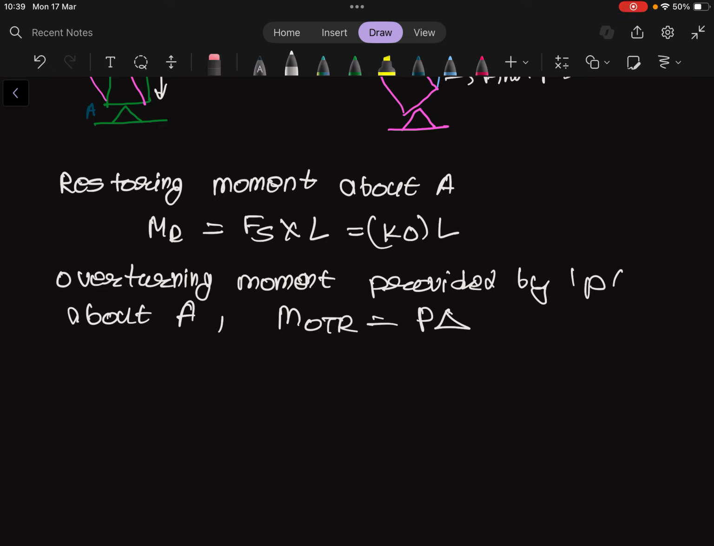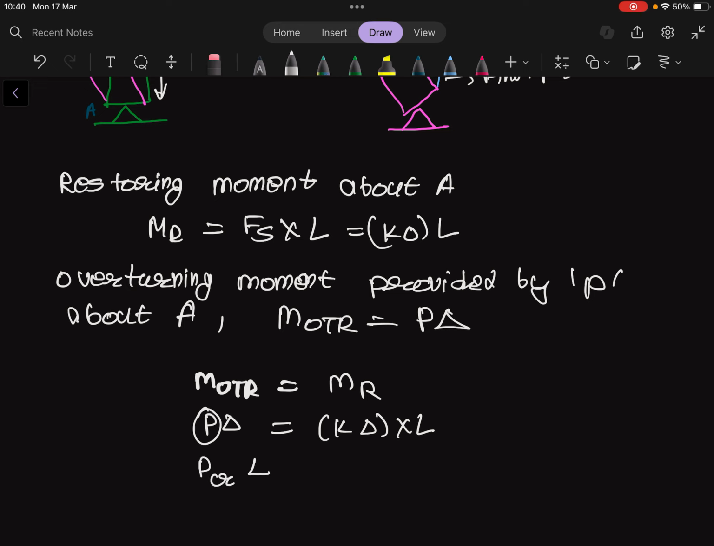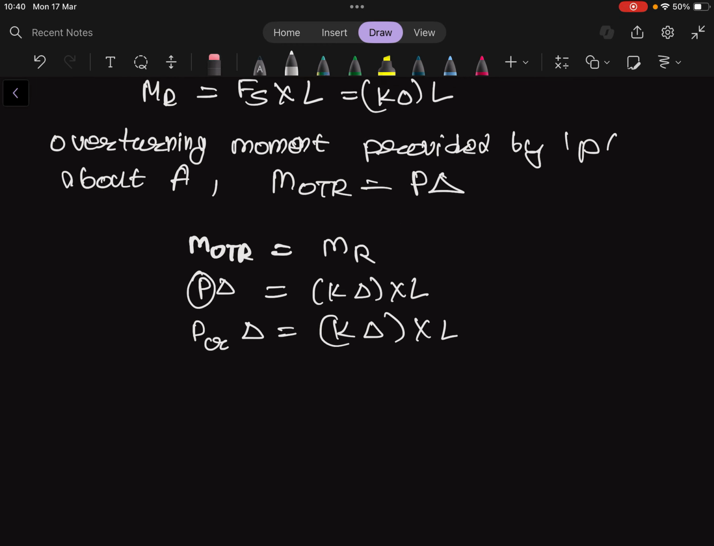So let's substitute the overturning moment equal to the restoring moment. So P delta is equal to K delta into L. So we can say P critical delta equal to K delta into L. So P critical is equal to K L.